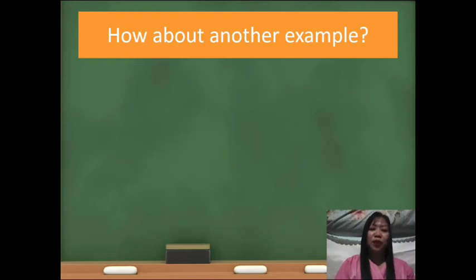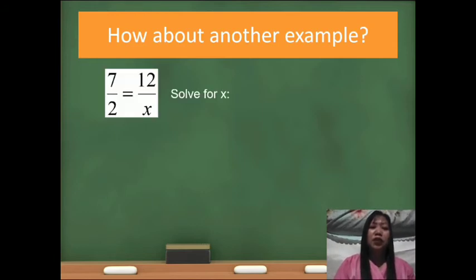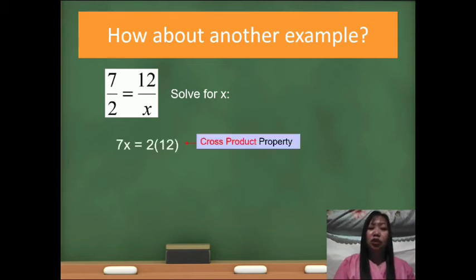Another example. 7 over 2 is equal to 12 over x. So solve for x. By the cross product property, we have 7x is equal to 2 times 12. So we need to simplify 2 times 12. So what is the value?